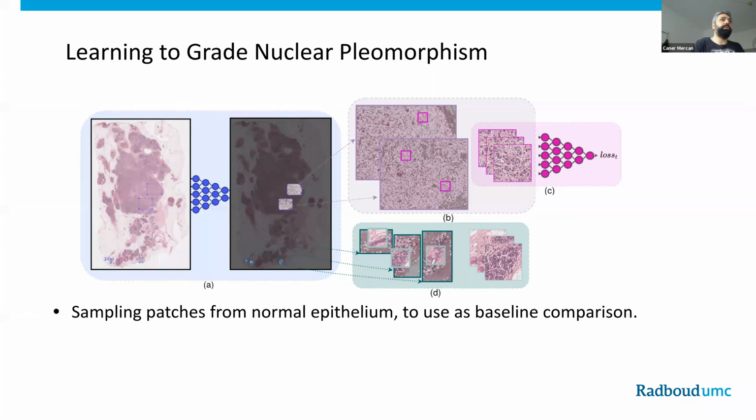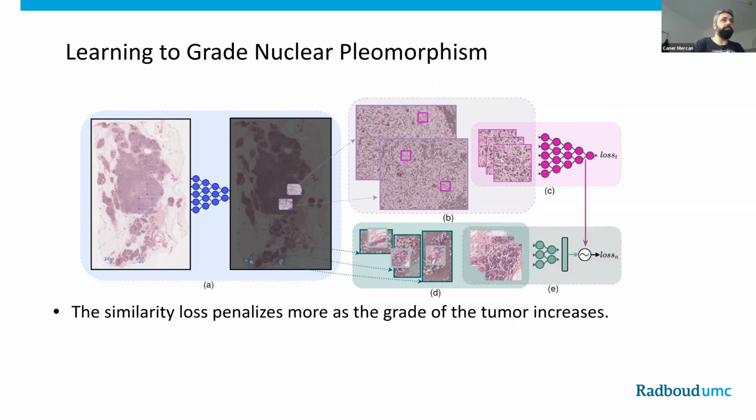So I sampled normal patches similar to how I do in B, based on the cellular density, basically. Then the feature embeddings of the normal patches are compared to the feature embeddings from the tumor patches. Basically, if the grade of the tumor is low, the loss is penalized less, but as the grade of the tumor increases, the loss is also penalized more severely. Here I use a tweaked version of the cosine similarity loss function.